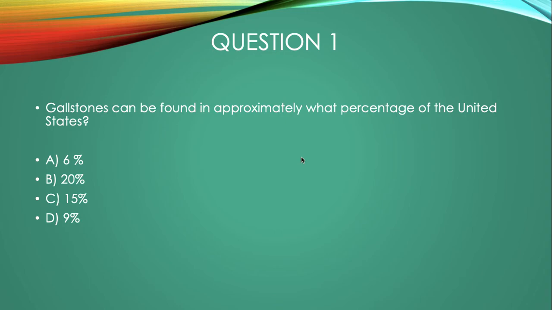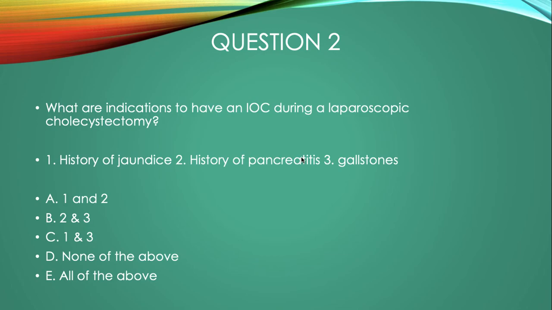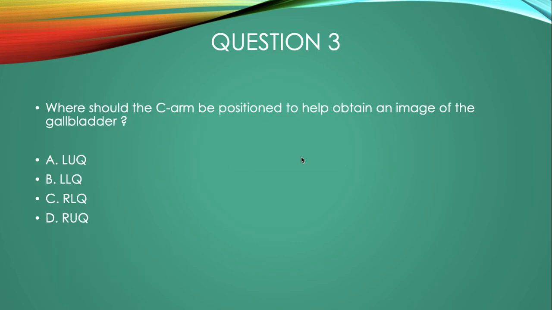For question 1, gallstones can be found in approximately what percentage of the United States? Question 2. What are indications to have an IOC during a laparoscopic cholecystectomy? Number 1 is history of jaundice, number 2 history of pancreatitis, and number 3 gallstones. Question 3. Where should the C-arm be positioned to help obtain an image of the gallbladder?